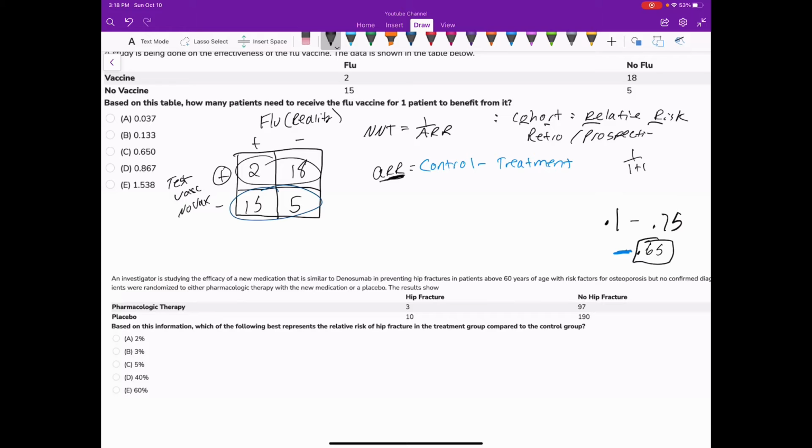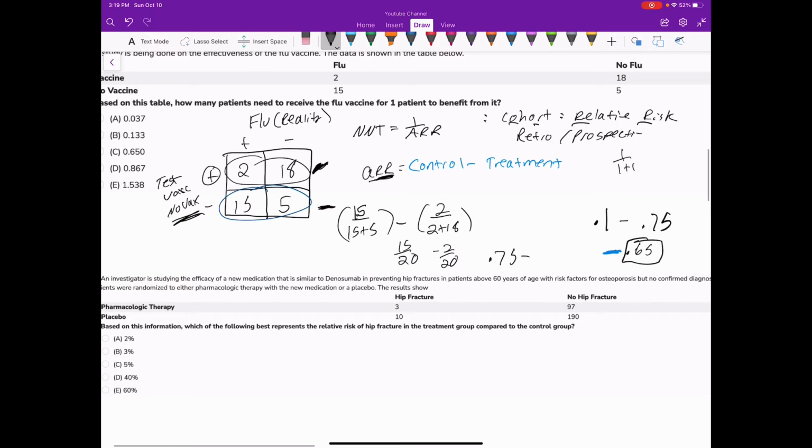Okay, so you do control, right? Because control is not being vaccinated. So, you're going to do 15 over 15 plus 5 minus treatment, vaccinated, 2 over 2 plus 18. Now let's reduce that to 15 over 20 minus 2 over 20. Have the calculator do it for me again. 15 over 20 is what? It's 0.75 minus what? 2 over 20. It's 0.1. Okay. Still 0.65.